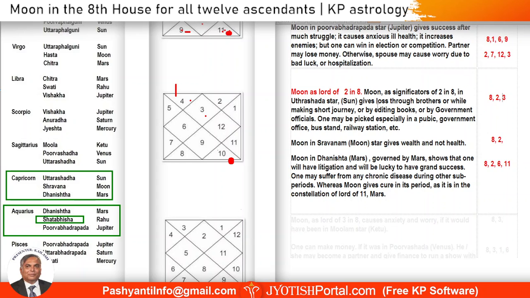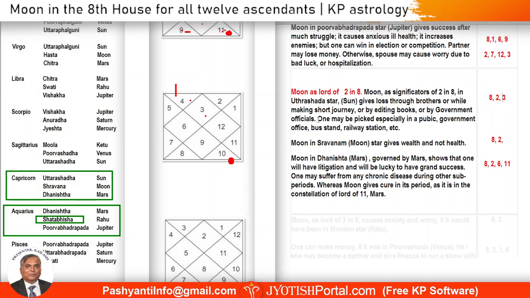So Sri KSK has mentioned the loss while making a short journey, which is because of the third house, or by eating books, or by government officials. So because the Sun is there. I mentioned the Karak attributes of the planet. So that's why KSK has mentioned the government thing.